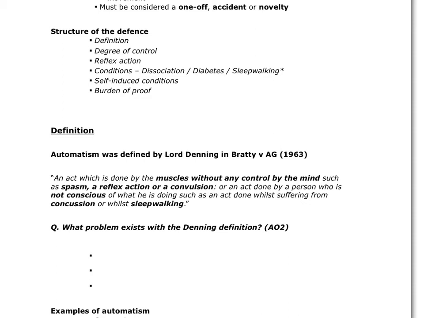So the structure of the handout, the defence of automatism: number 1, definition; number 2, degree of control, so how much control must he have or not have; reflex actions; then the main body of this handout, exactly the same as insanity: dissociation, diabetes and sleepwalking, which are covered by both defences; self-induced conditions, i.e. self-induced automatism; and burden of proof.